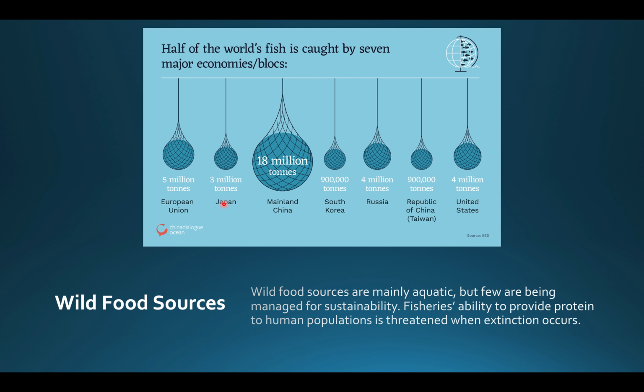We have Europe, we have Japan, we have mainland China, which literally in this image you can tell is 18 million tons of our wild food source of fisheries. We have South Korea, Russia, we have Republic of China or Taiwan, and then we have the US. So when something goes extinct because of overfishing, maybe somewhere in mainland China or wherever they're at, it's very hard for those populations to recover from overhunting like that and over-harvesting. And that's when mass extinctions occur, which would cause an extinction impact within our ability to collect wild food.